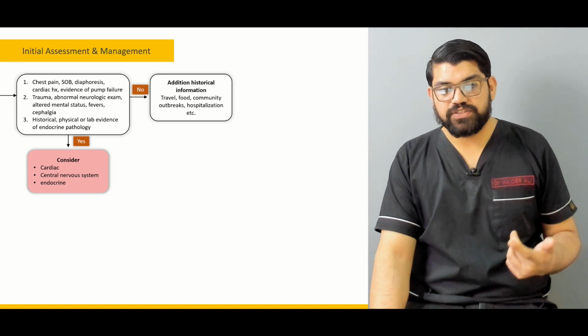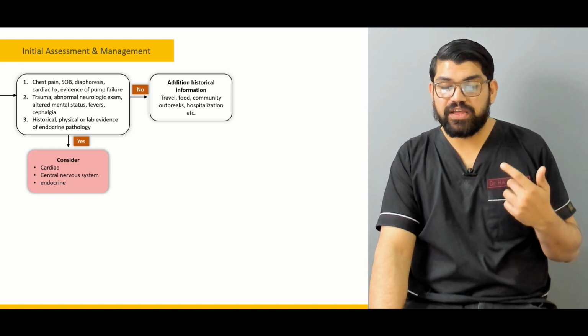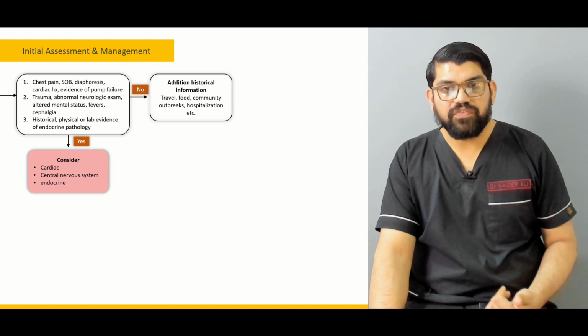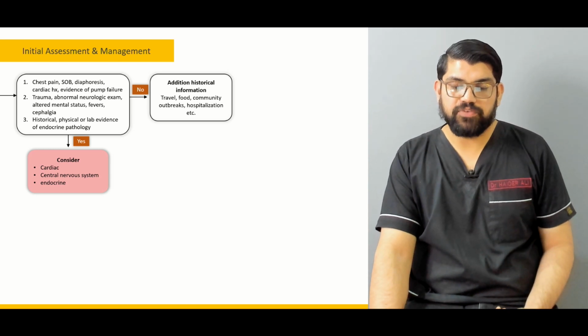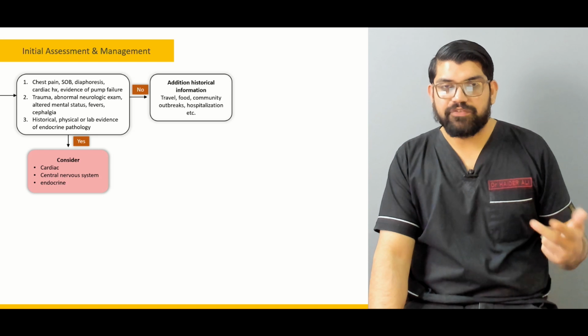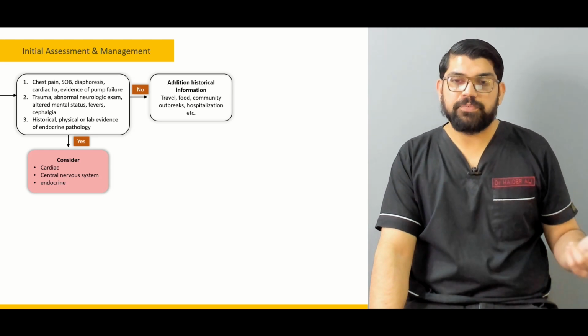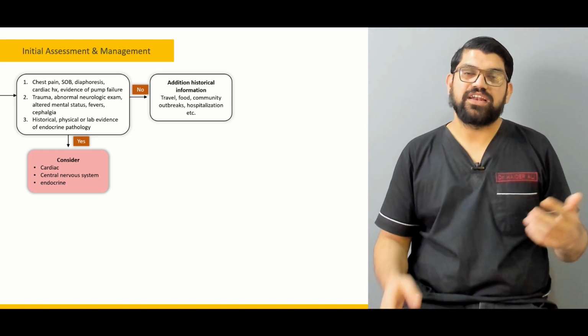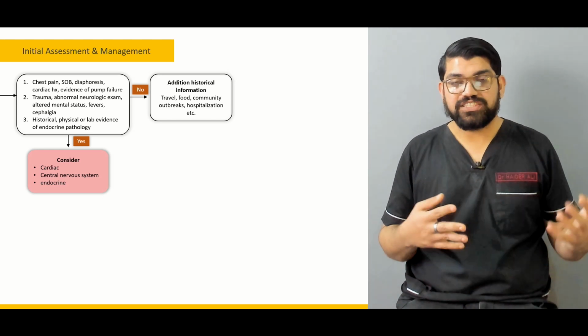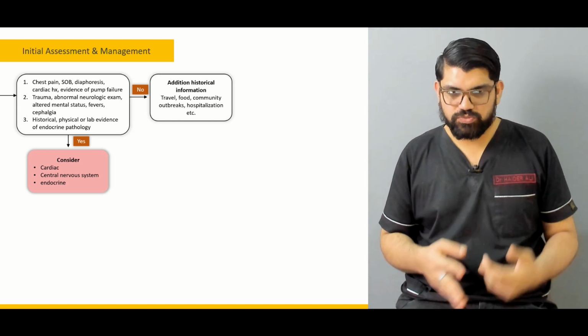But if there are no signs of chest pain, trauma, or endocrine pathology, think of any additional information: any recent travel, foodborne illness, community outbreaks, or hospitalization. These can all cause outbreaks of vomiting, or simple viral gastroenteritis can cause vomiting as well.